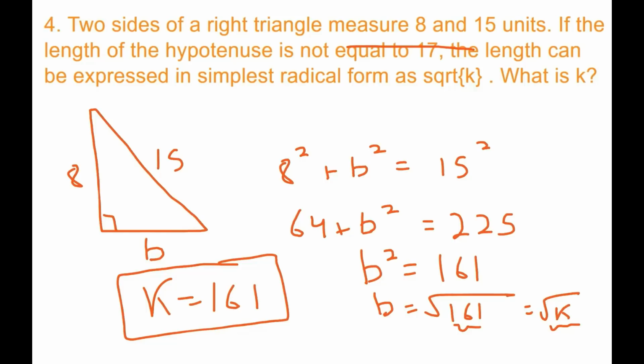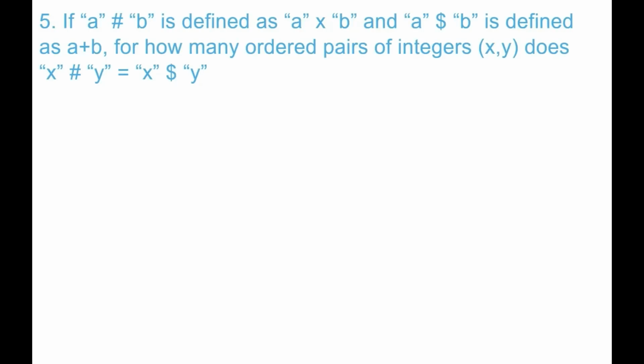Let's move on to problem number 5. Number 5. If A pound B is defined as A times B and A $ B is defined as A plus B, for how many ordered pairs of integers x, y does x pound y equal x $ y? So the first thing that we do is we rewrite both sides of these equations in terms of operations that we know. X pound y is just equal to x times y, as the original problem states.